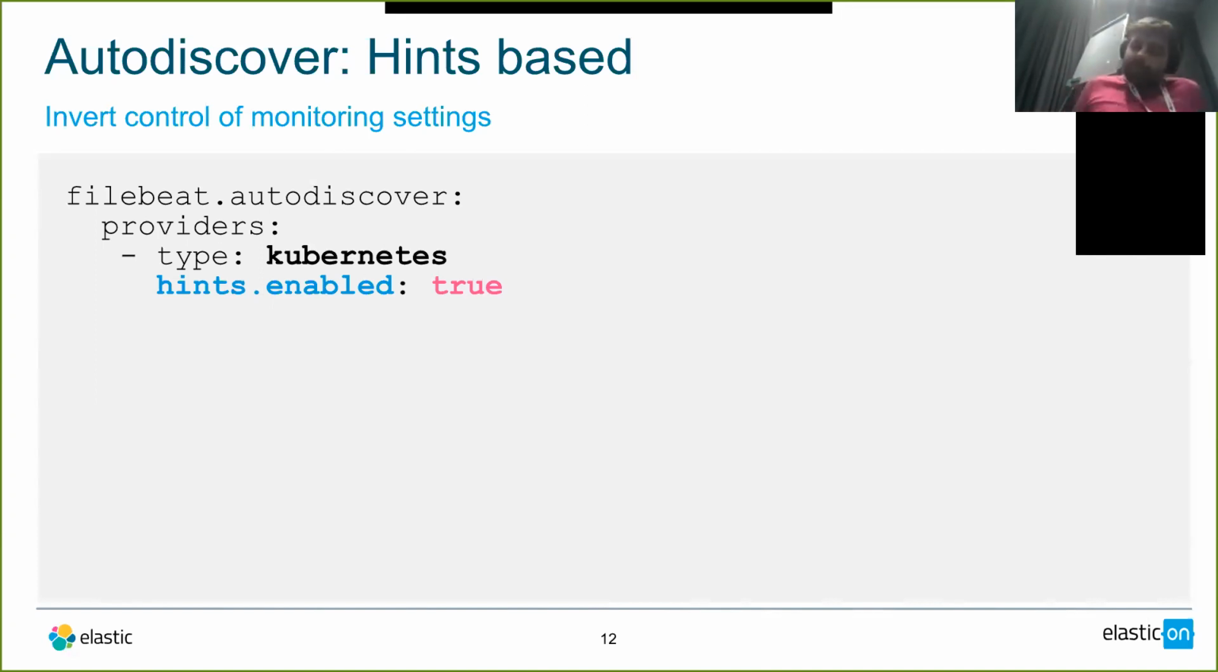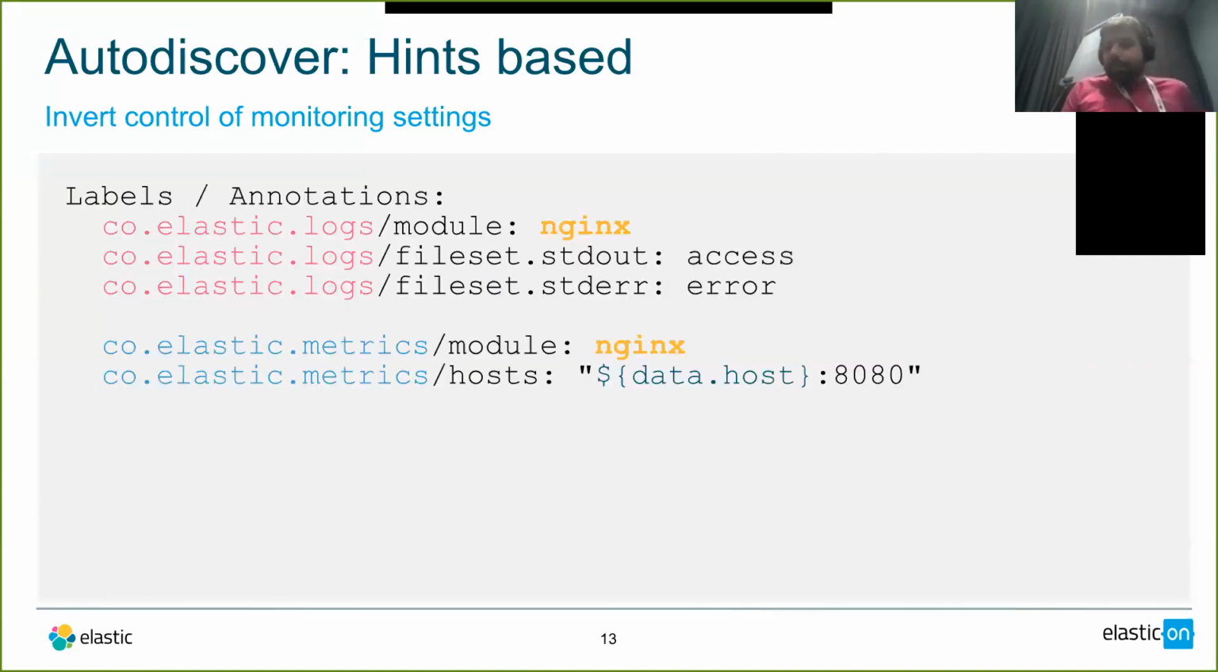So what we do is give you a set of well-known names and say, hey, if you define these labels or annotations in your container, Metricbeat and Filebeat will be able to understand that and configure a module or a prospector to get the logs and the metrics from that container. So you don't need to go back to the Beats configuration and update it. No need for it. You just label your containers correctly, and then the magic happens.